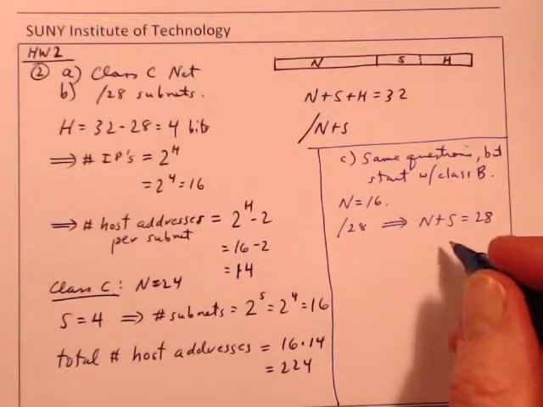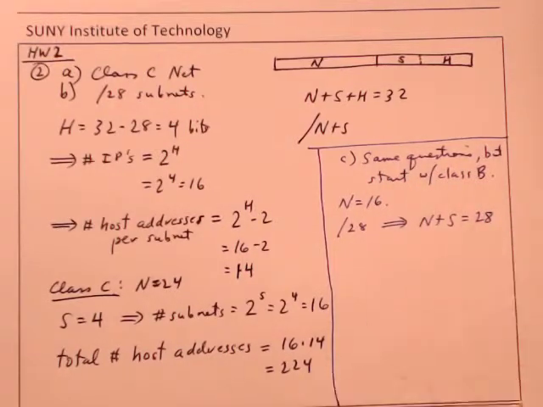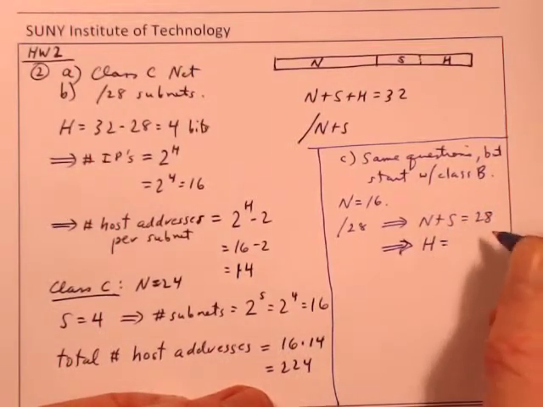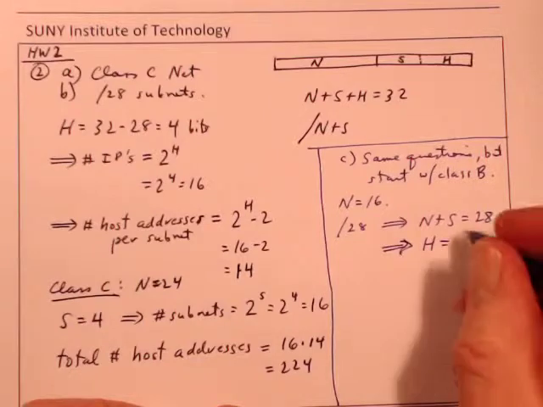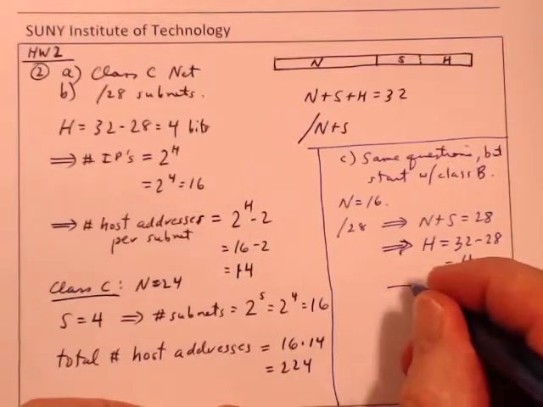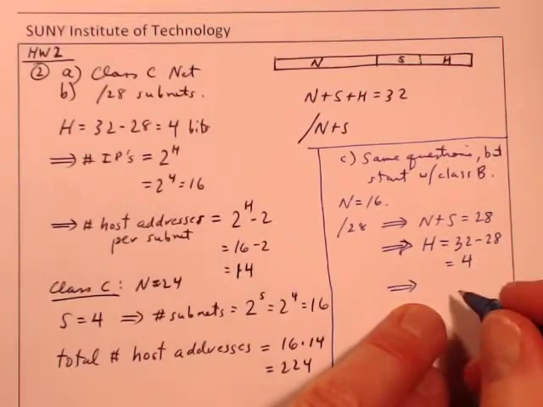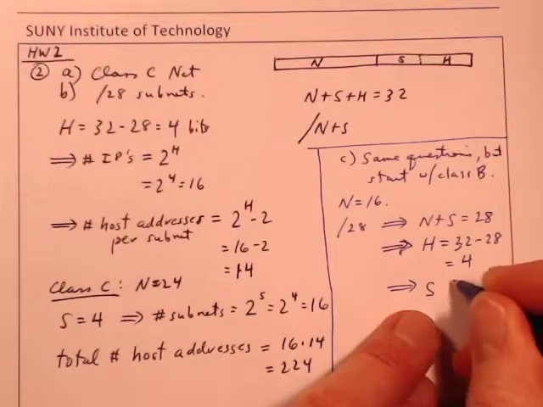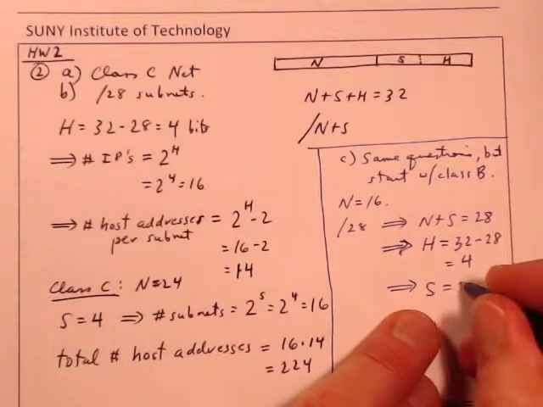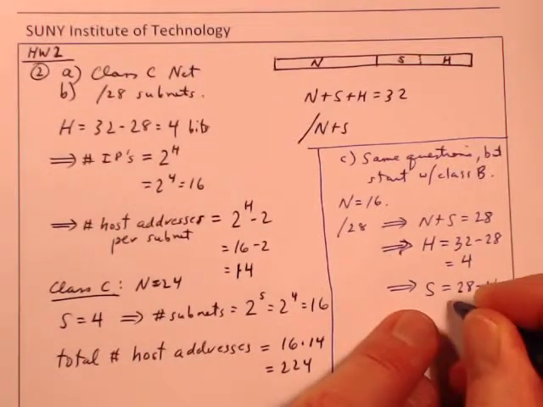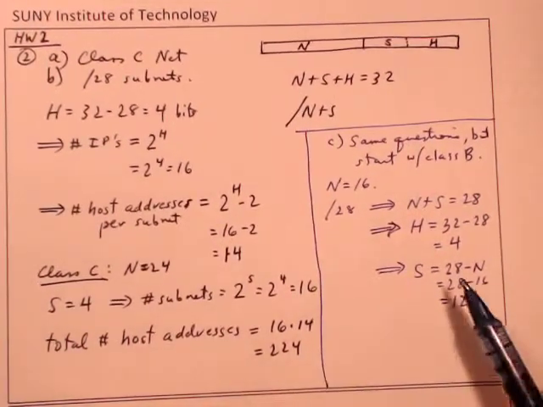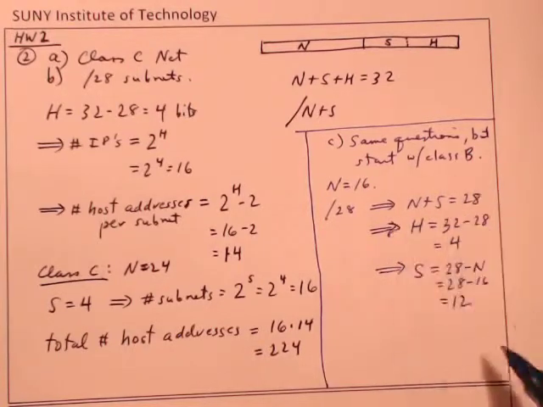That implies that h is 32 minus 28, which is 4. And we also have s equal to 28 minus n, which is 28 minus 16, which is 12. So n plus s plus h add up to 32, like they ought to.